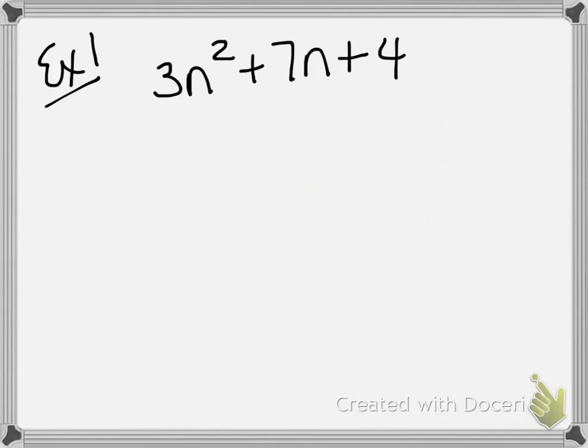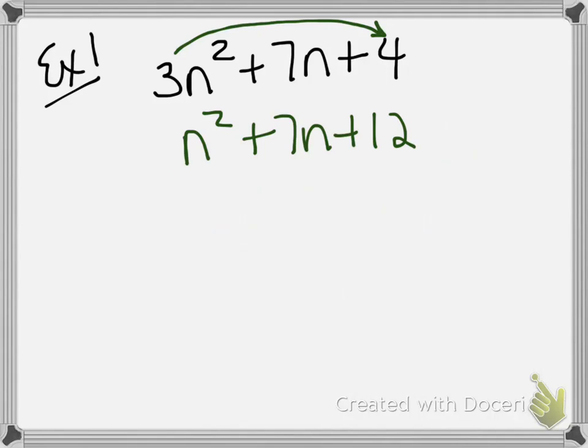If I have 3n squared plus 7n plus 4, what's this 3 going to do to our problem? Well, what we want to do is go through a method that changes this problem back to the way we'd like it to be. So I do not want this 3 to be there, so what I'm going to do is multiply it to the end. Okay? So my new problem is going to be n squared plus 7n plus 12, because 3 times 4 is 12.